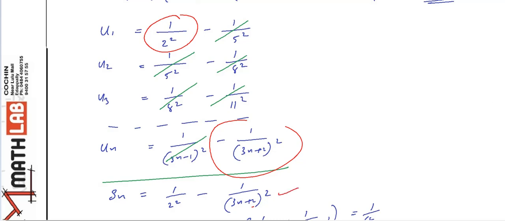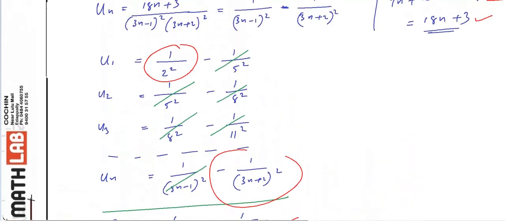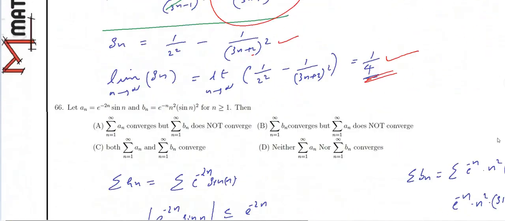So that is Sn. So it's enough to take the limit as n goes to infinity. So the answer is going to be 1 by 4. Alright, that's it. Hope you understand that. Okay, so telescopic sum, that's the idea.